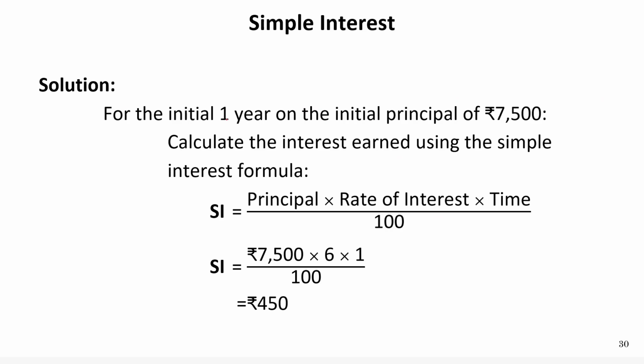So let's see. For the initial 1 year, on the initial principal of 7500, calculating the initial interest earned. Simple interest is equal to what? Principal amount into rate of interest into time, that is PRT whole by 100, because the rate of interest is given in percentage here. So SI is equal to 7500 into 6 into 1 whole by 100, using this formula. We have just put the data into the formula. So what we are left with is 450.